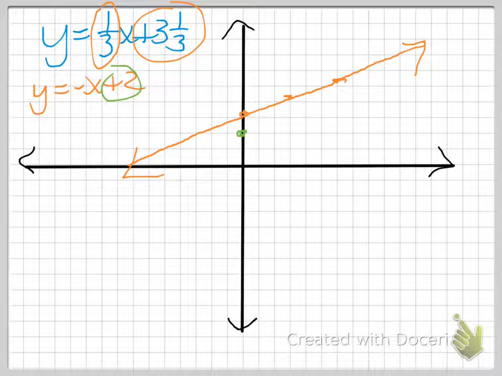And negative x means my slope is negative 1 over 1. So I'm going to go down 1 to the right 1. It's going to keep going like that. So it's going to cross like this.